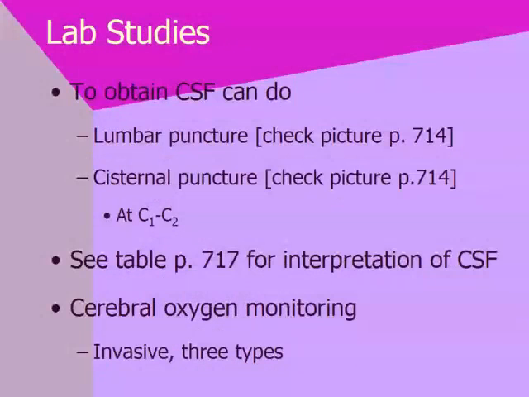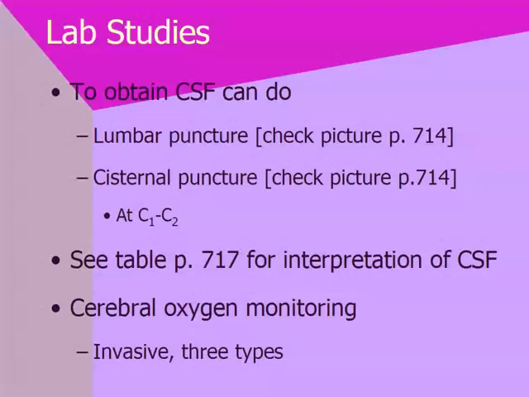The lumbar puncture and the cisternal puncture are both done to obtain cerebral spinal fluid, and as I said, there's a picture on 714 for the lumbar puncture. The cisternal puncture goes in at C1 to C2, so they're very careful to get the specimen, and there's a picture on page 714. There's a table on 717 that talks about interpretation of cerebrospinal fluid. And they can also do cerebral oxygen monitoring.